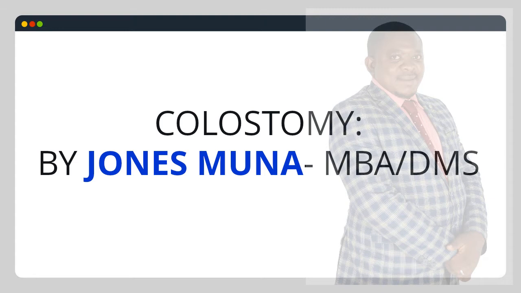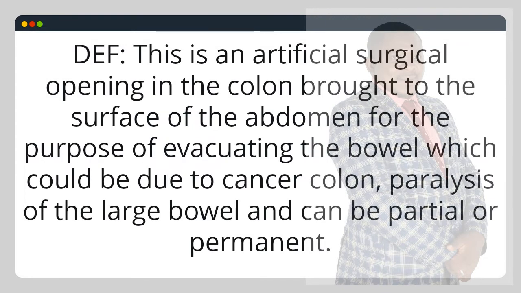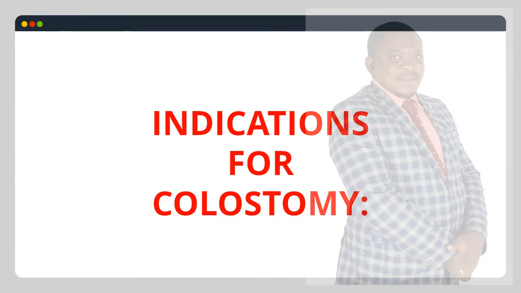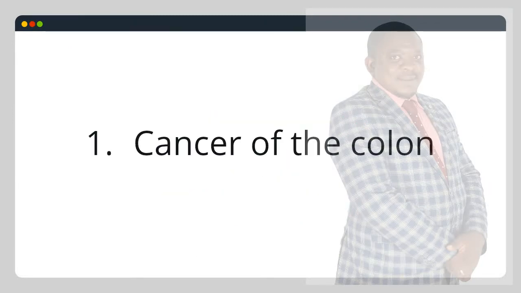Today we are discussing colostomy. Definition: this is an artificial surgical opening in the colon brought to the surface of the abdomen for the purpose of evacuating the bowel, which could be due to cancer of the colon or paralysis of the large bowel, and can be temporary or permanent.